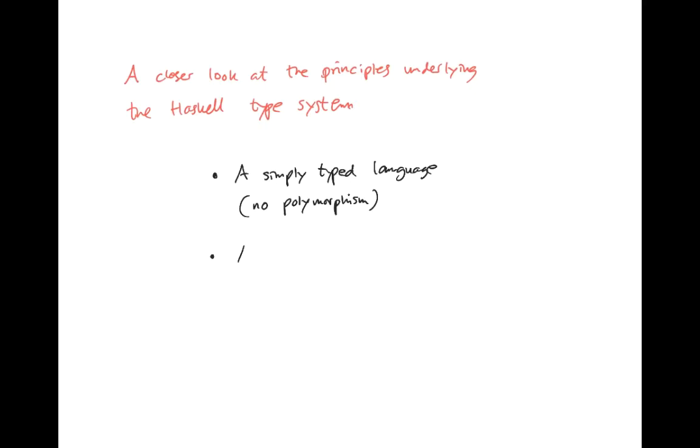And then we're going to add parametric polymorphism and see how we do that. It's not so difficult, actually. In the next session we'll then add ad hoc polymorphism as well, and we'll talk about type inference. But for now, I'm going to present the simply typed language and then add parametric polymorphism.